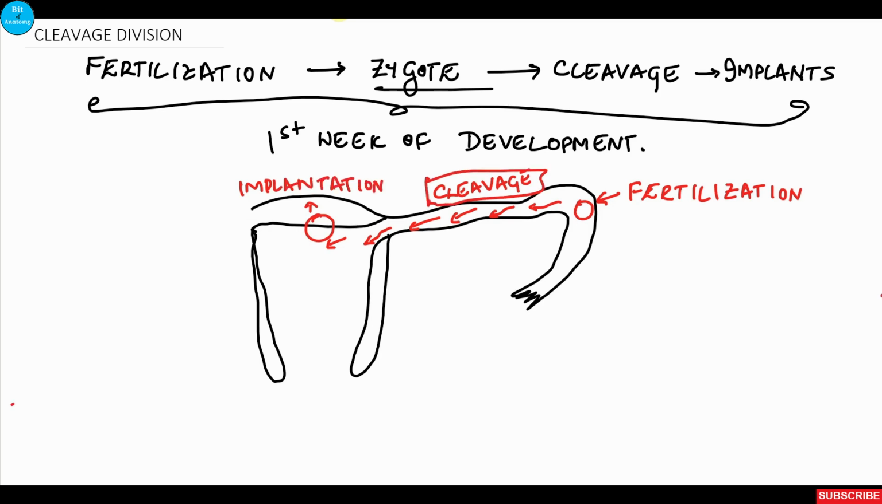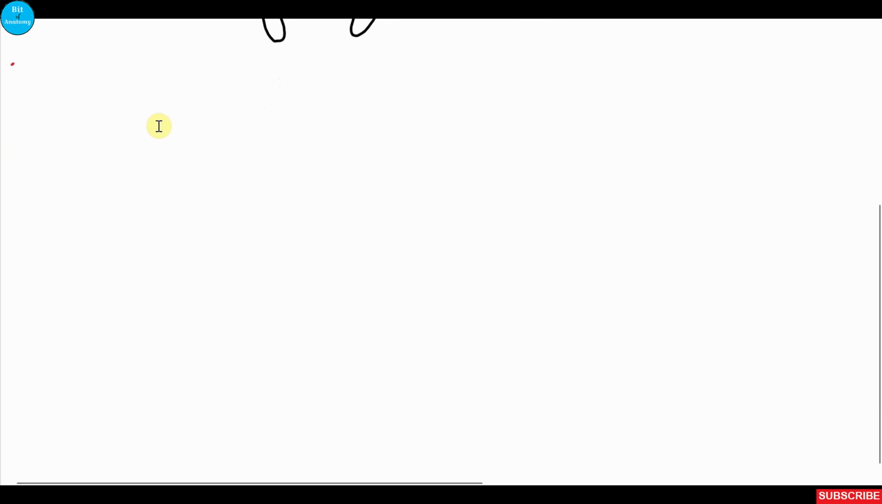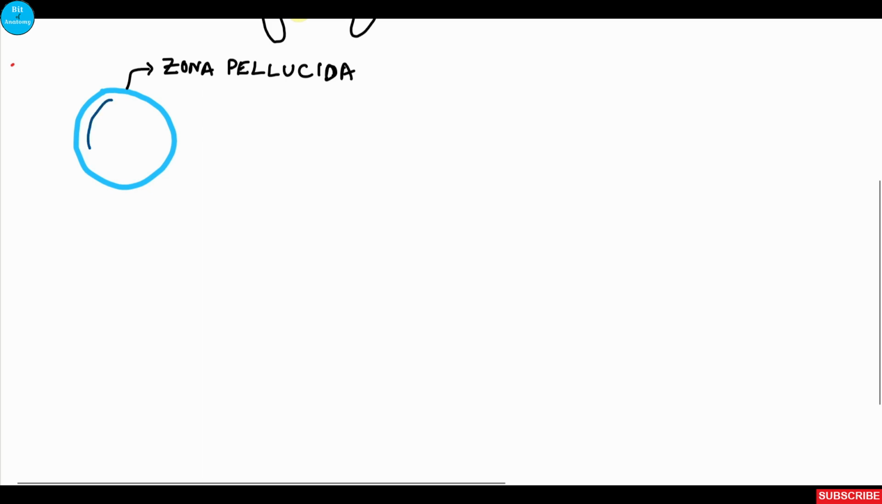In this tutorial we will see the features of the cleavage division. The entire cleavage division occurs within the protective covering of the zona pellucida. So there is no true one cell stage. Immediately after the fertilization, the resultant zygote will divide immediately to form two cells of unequal size, a larger and a smaller.